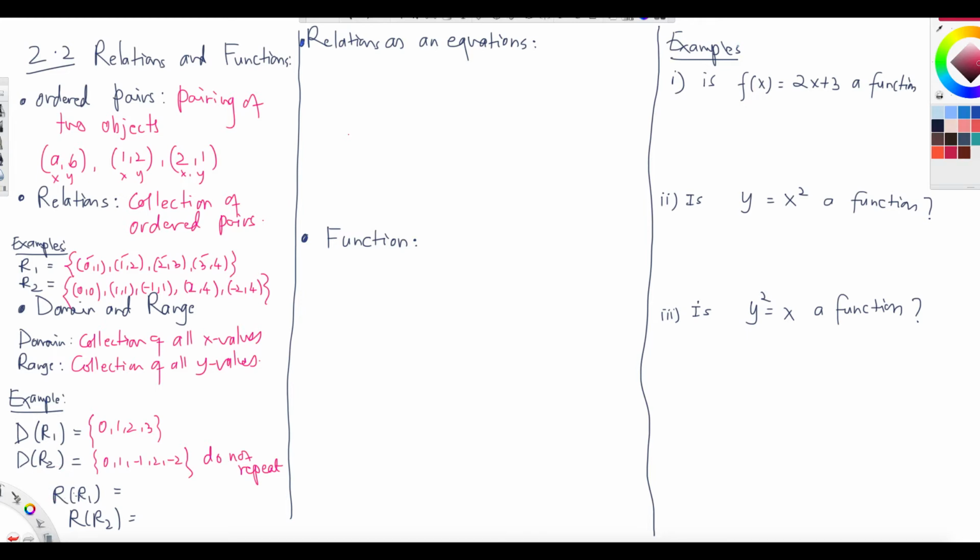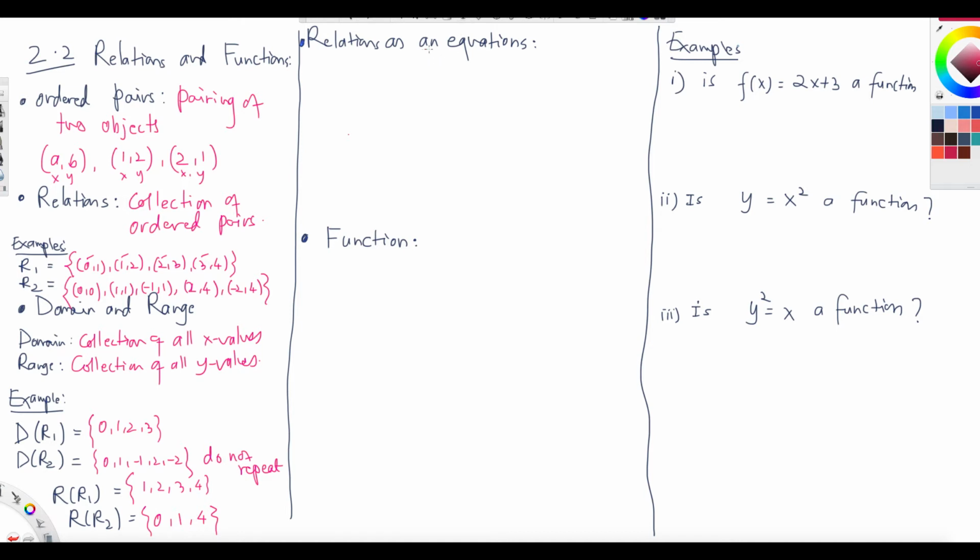Range is R, and the range of R1 is the collection of all y components. It is like 1, 2, 3, 4. That is the range of R1, and the range of R2 is 0, 1, 1. It is repeated, but you don't have to repeat it. So you write 0, 1, and then 4, because 1 is repeated twice but you write it only once, and 4 is repeated twice in the y component and you write it only once. So this is how you write domain and range.